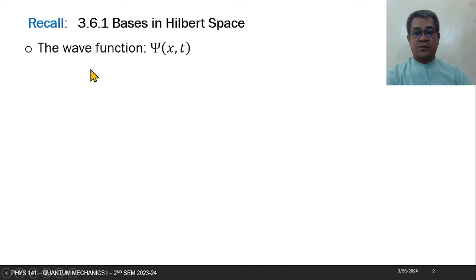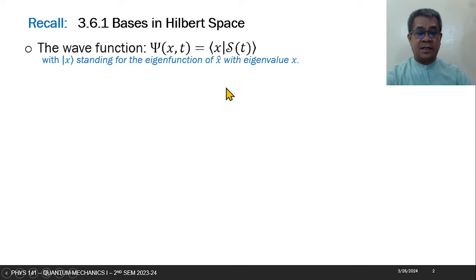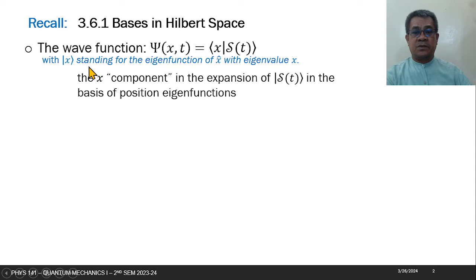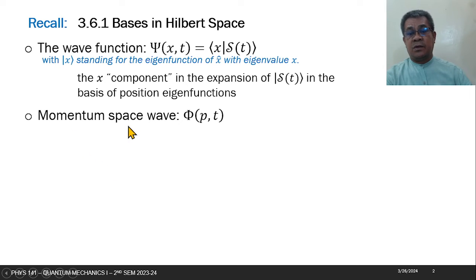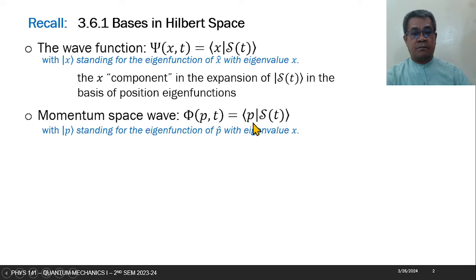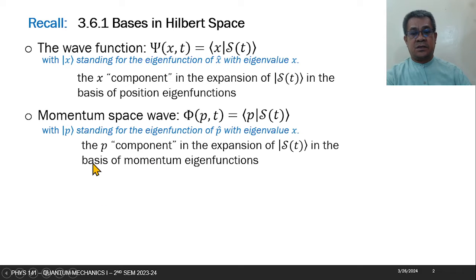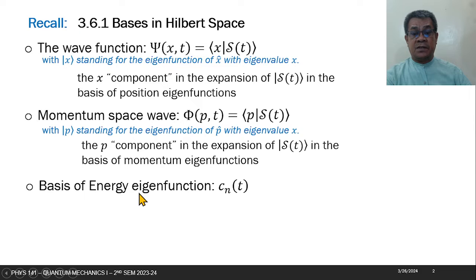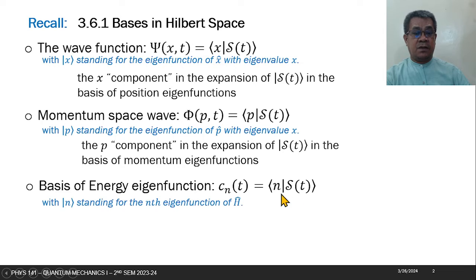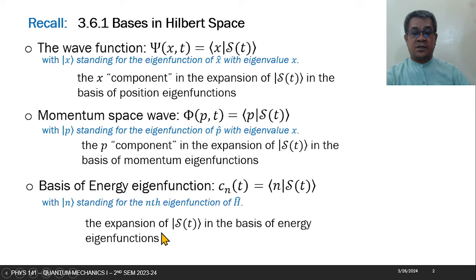Remember that the wave function Ψ(x,t) is just the inner product of x and Ψ, which means that this is the x component in the expansion of the vector Ψ in the basis of position eigenfunctions. For the momentum space wave function, this is the inner product of p and Ψ, which is the p component in the expansion of the Ψ vector in the basis of momentum eigenfunctions. For the energy basis, the energy eigenfunction coefficient c_n(t) is the inner product of n and Ψ, which is the expansion of Ψ in the basis of energy eigenfunctions.